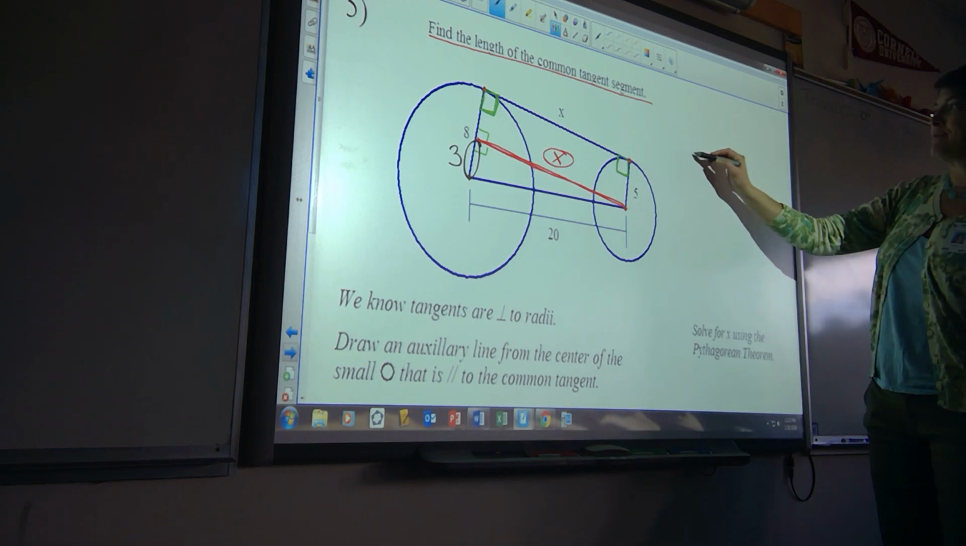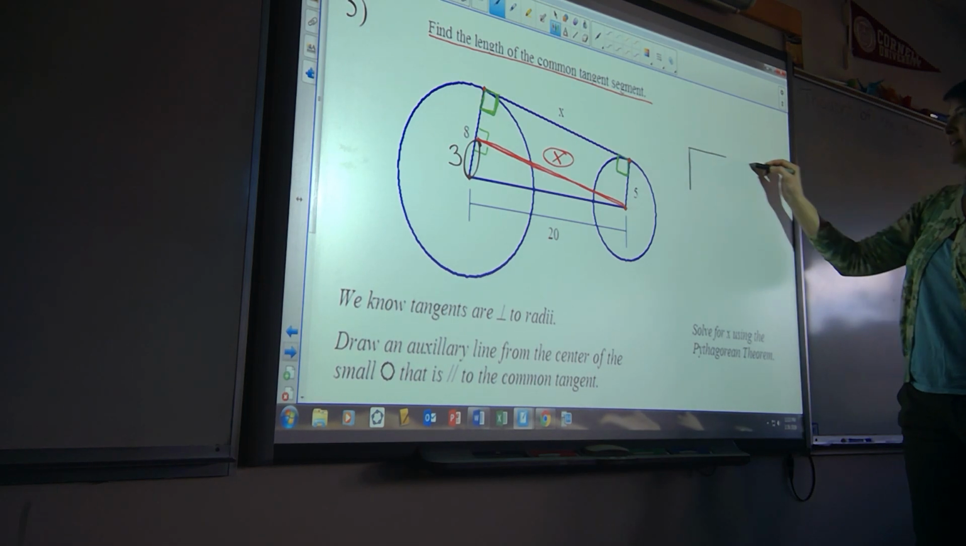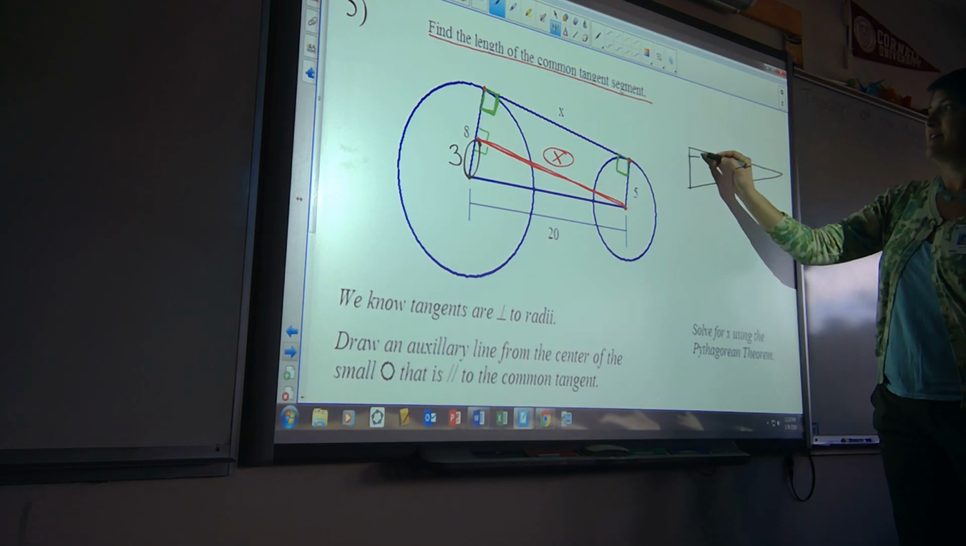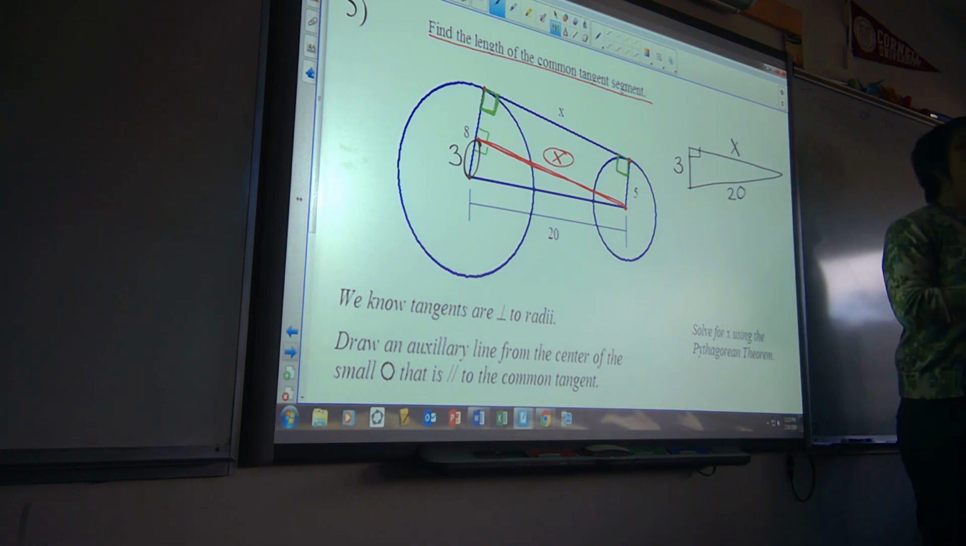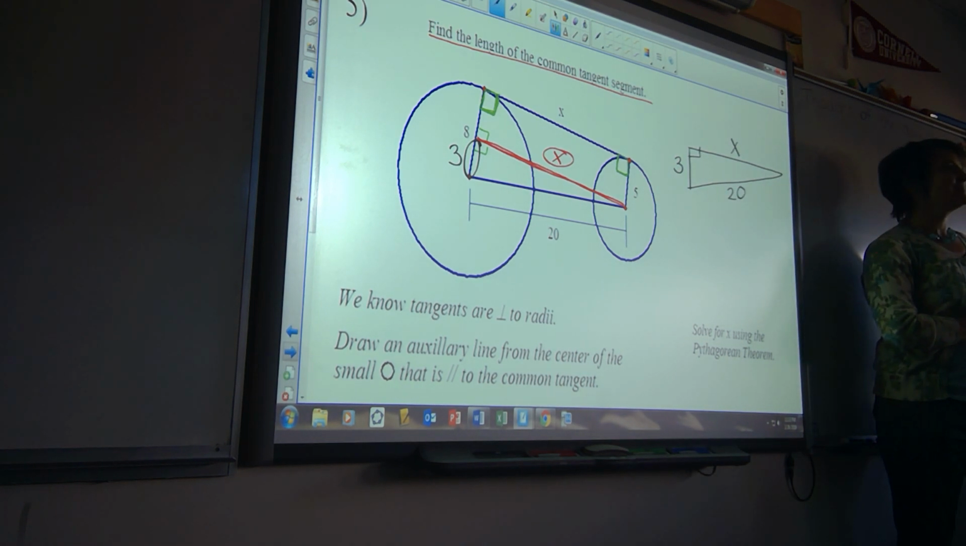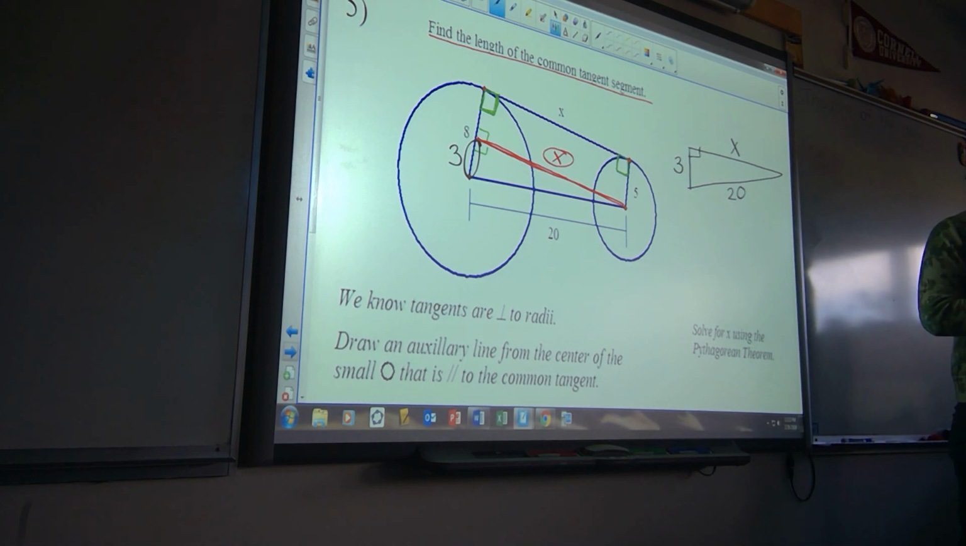All right, so here's my right triangle. I've got a right triangle that looks like this. This is a 3, this is an X, and this is a 20. Do we have enough information to find the X? Oh, yeah, using the Pythagorean theorem. On the homework, you weren't given the 20. You're just given the two sides. That's why you walk around.